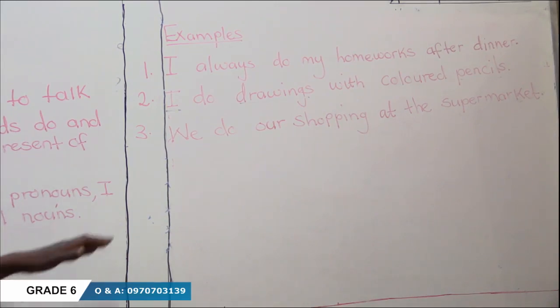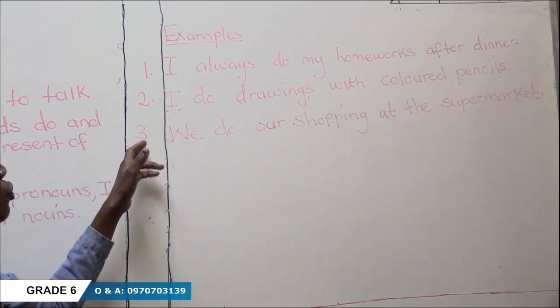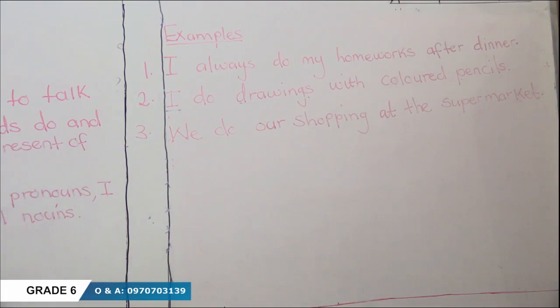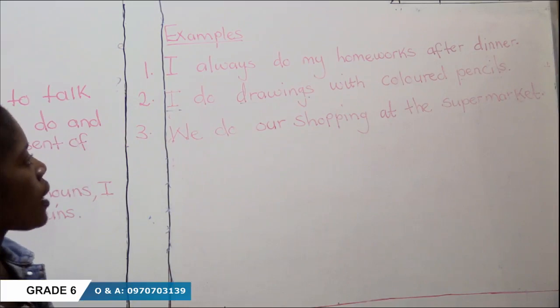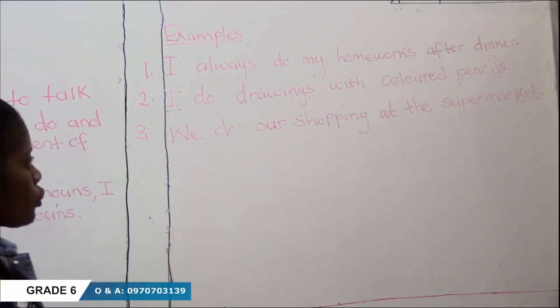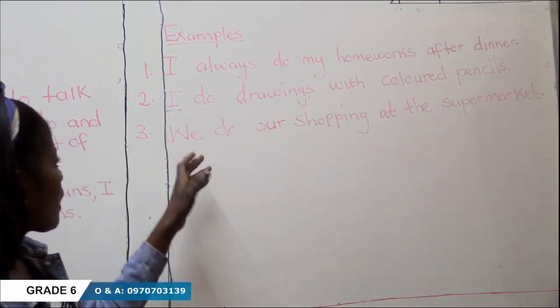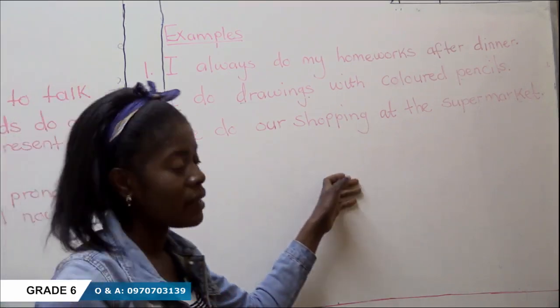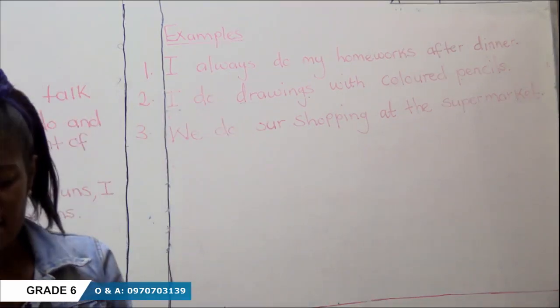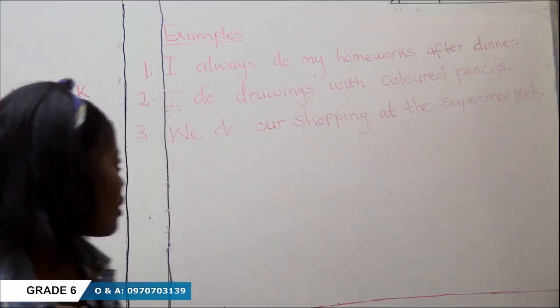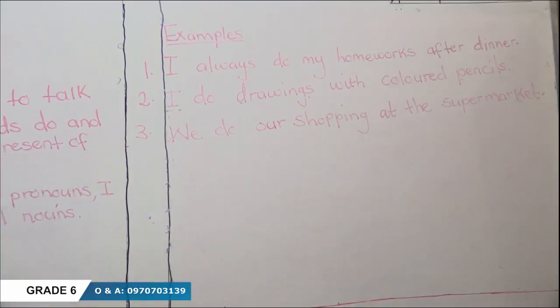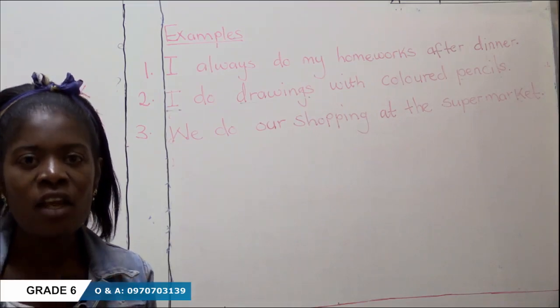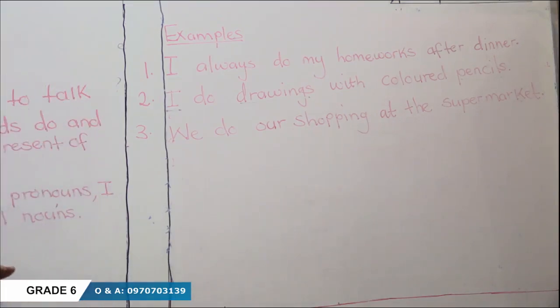I've given you 1, 2, 3 examples on how to use the verb do. The first example is I always do my homeworks after dinner. Number 2, I do drawing with colored pencils. Number 3, we do our shopping at the supermarket. Okay, class, anyone else to give me the fourth example on how to use the verb do? I'll be waiting. You can SMS me on this line to see if you are following what I've been teaching you on how to use the verb do.